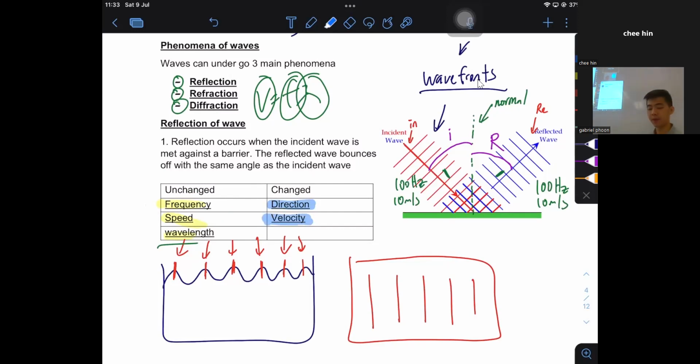Now, if I said that just now the speed did not change, and I said that it was 10 meters per second and 10 meters per second here, how come when the direction changes, the velocity changes as well? Why? Can anyone tell me why the velocity will change when the direction changes?